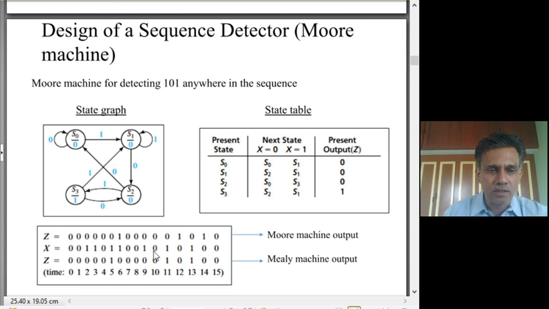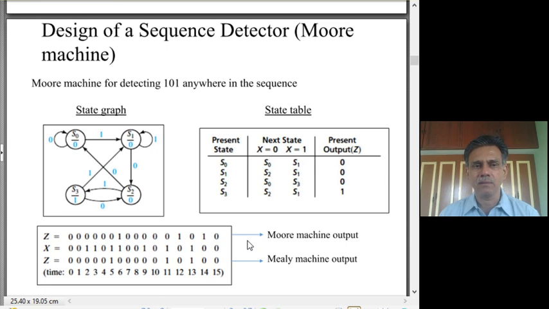Again, if you look at this one, in this example, as soon as the first 101 occurs, while the Mealy machine outputs a 1, the Moore machine outputs a 1 a bit later. Similarly, the second 101, overlapping second 101, is also detected 1 bit later than the second 101. So there is a lag of 1 clock period in the production of the output by the Moore machine. That is the only difference between Mealy and Moore machine.